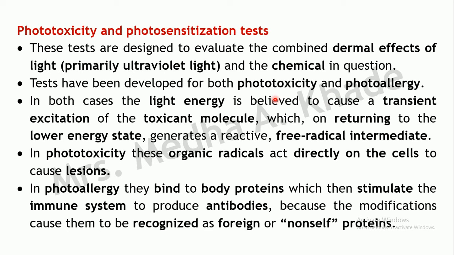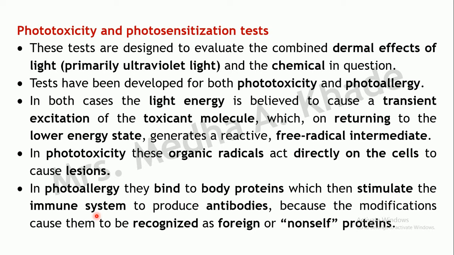In both of these cases, after exposure to the light energy, the toxicant molecule is excited. After some time it returns to the lower energy state and starts generating free radical intermediates. In phototoxicity, these free radicals act directly on the cells to produce lesions, whereas in photoallergic reactions, they bind to the body proteins, and this in turn will activate the immune system.